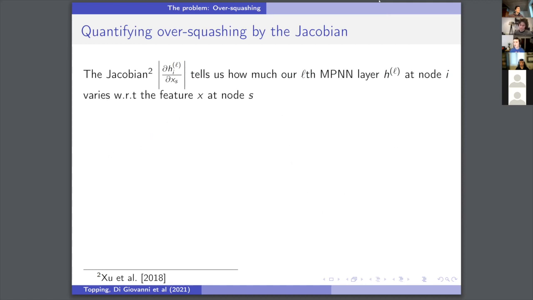So the Jacobian here tells us how much the l-th layer of our message passing neural network at node I, so the representation there, varies with respect to the feature X at node S, right? How much is this information at node S affecting the node representation at node I? And here we have our first result.